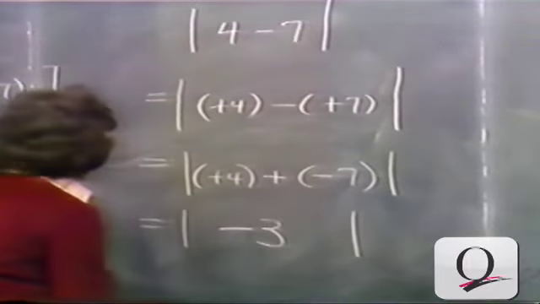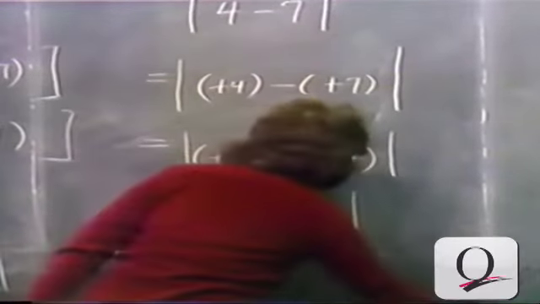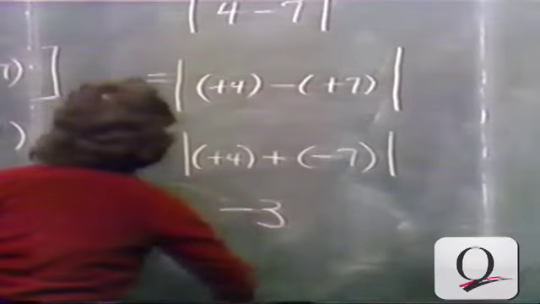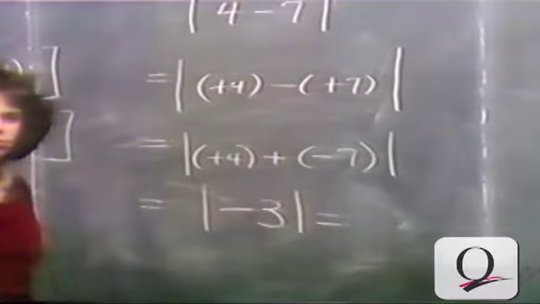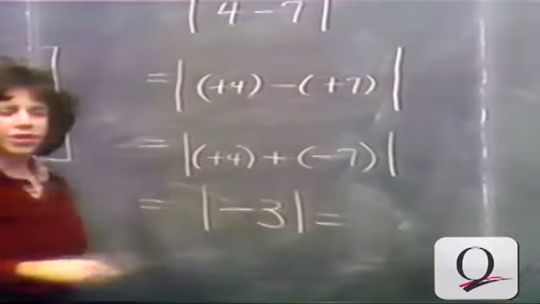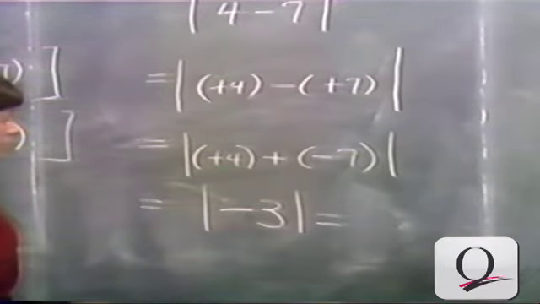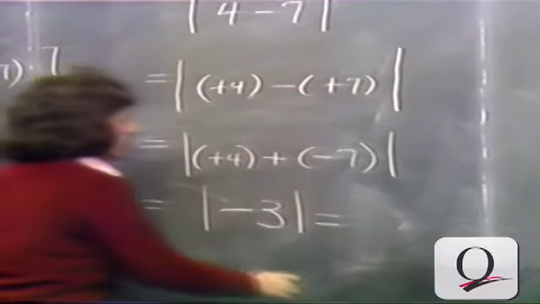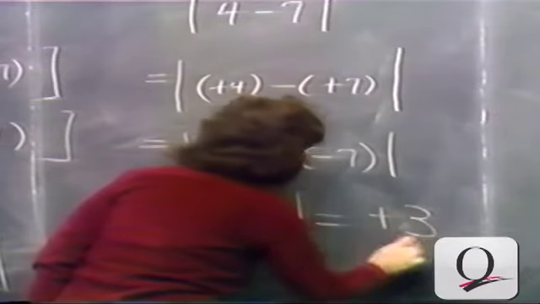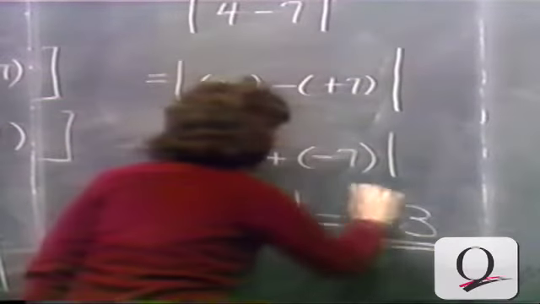However, now we want the absolute value of that. The absolute value of -3 refers to the distance between the number -3 and the number 0 on the number line. Okay, the distance between -3 and 0 on the number line is +3, or 3 units.